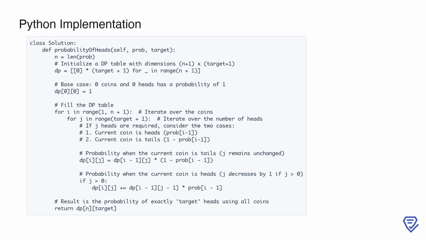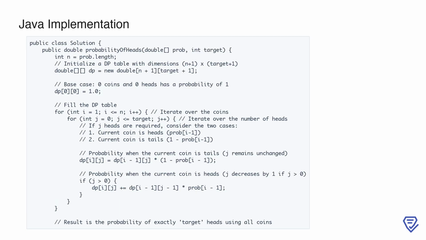Complexity. Time complexity, n times target, where n is the number of coins and target is the maximum number of heads. Space complexity, n times target, for the DP table. Edge cases. If target is 0, the function correctly handles the probability of no heads. If target exceeds the number of coins, the probability is 0. If all probabilities are 0 or 1, the solution adapts seamlessly. This implementation is efficient, concise, and directly addresses the problem requirements.